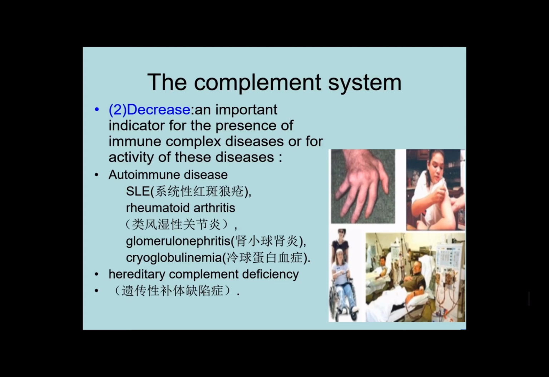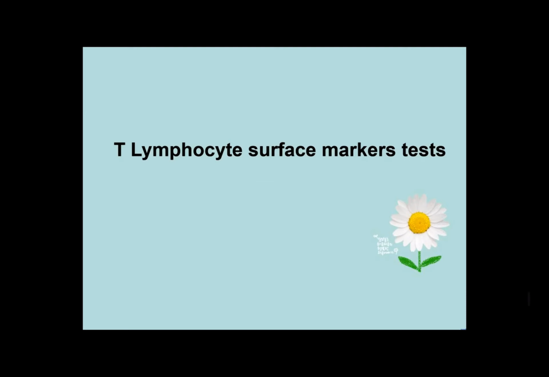The complement decreases because immunocomplexes are present, which can activate the complement to consume it. So the complement decrease is a very important indicator for the presence of immunocomplex disease or for the activity of the disease. For example, the SLE and RA, just like these autoimmune diseases.